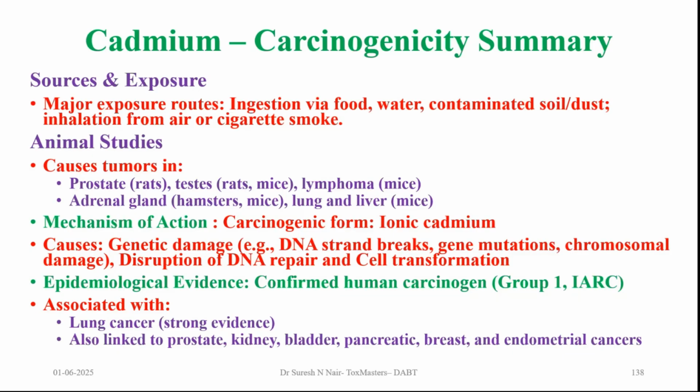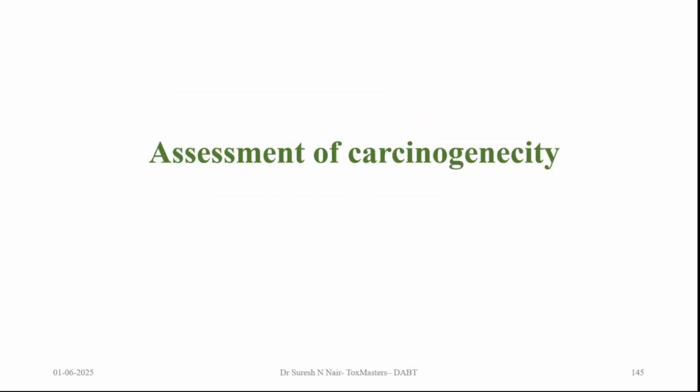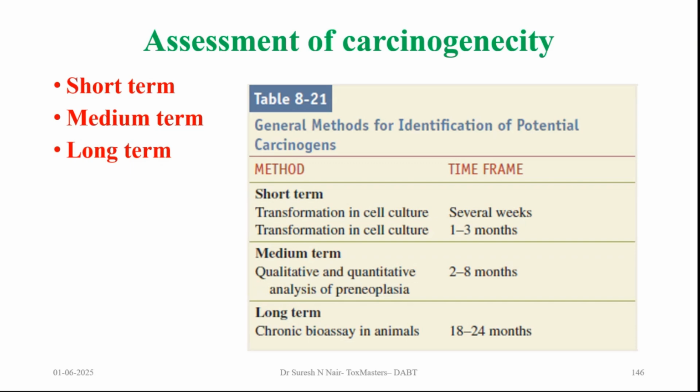Also cadmium, chromium, nickel, lead. It has been already covered. Now we will go to another important portion, that is the assessment of carcinogenicity, the tests that are used for assessing the carcinogenicity. So this forms the last part of the carcinogenicity or the chemical carcinogenesis in CND.